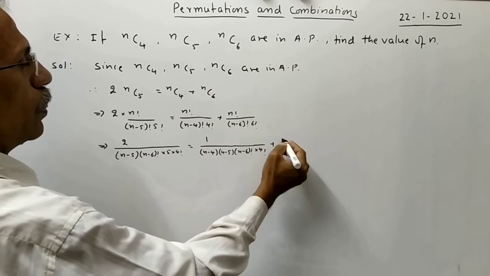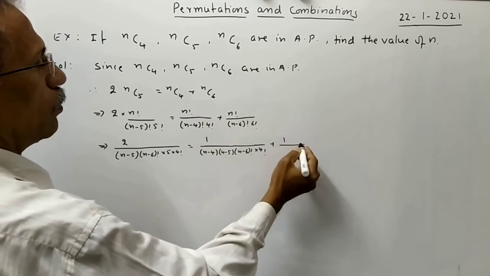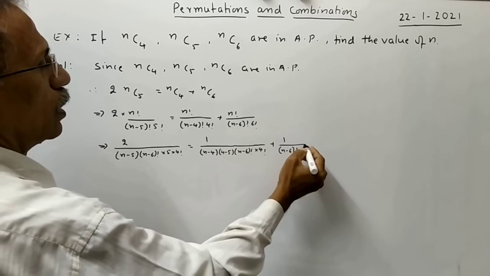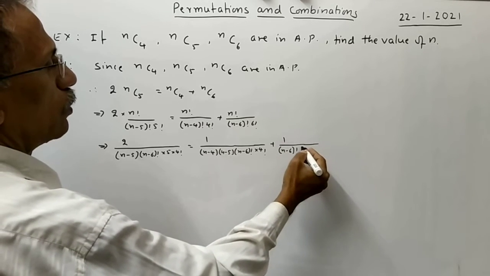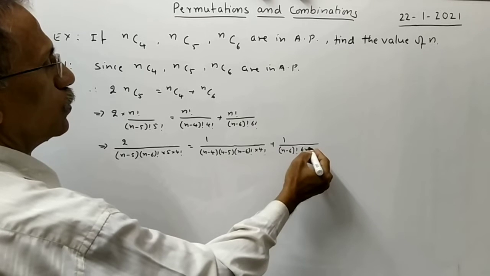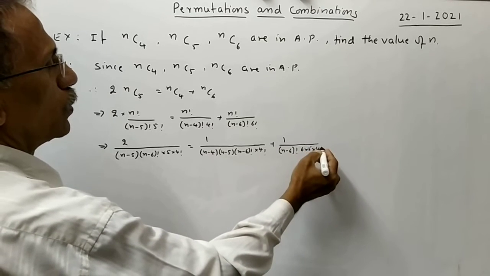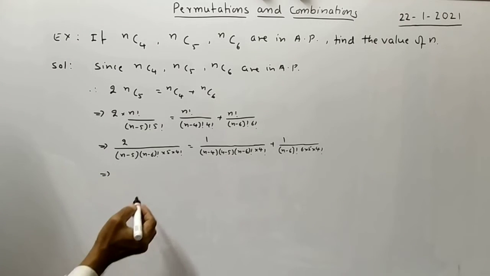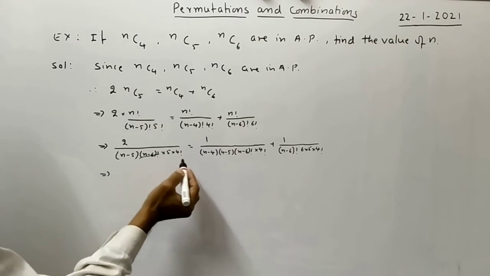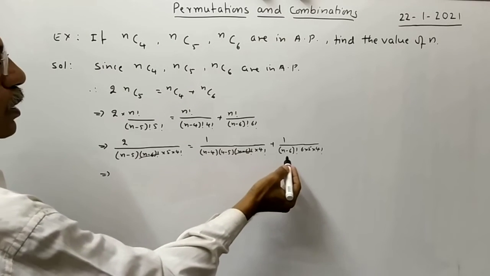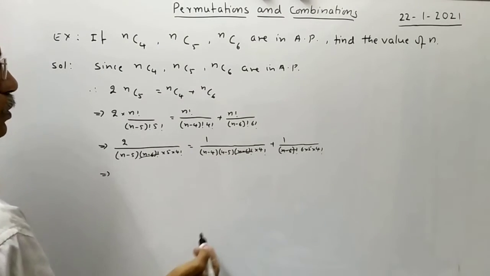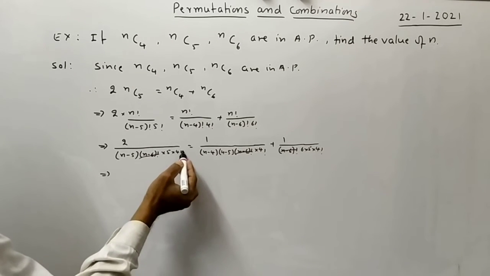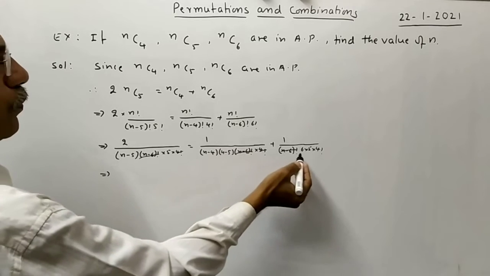plus 1 divided by (n minus 6) factorial. Factorial 6 can be written as 6 into 5 into factorial 4. This implies (n minus 6) factorial we can cancel throughout, and also factorial 4.